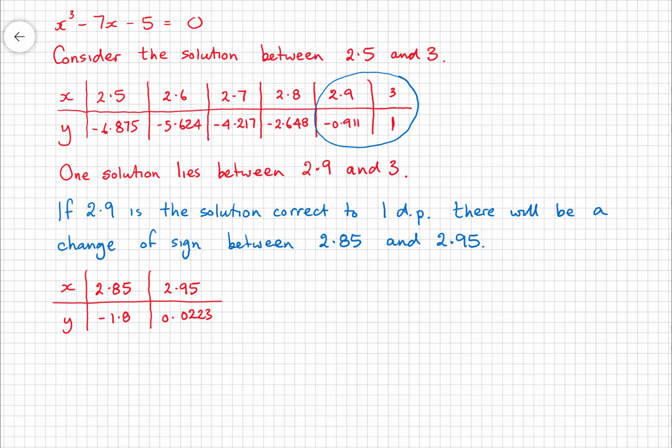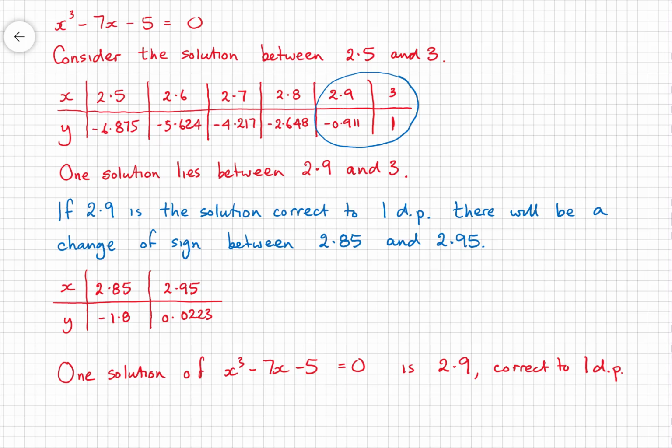And we see that, yes, there is a change of sign. For 2.85, I have a value of minus 1.8, and for 2.95, 0.0223. And since it's already positive at 2.95, any further or nearer to 3 that we get, it's still going to be positive. And so the change of sign occurs somewhere between the lower bound for 2.9 and its upper bound. And so we are able to say that one solution of our equation is 2.9, correct to one decimal place.